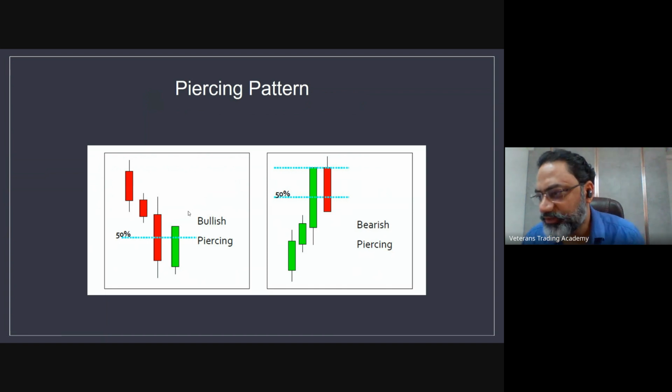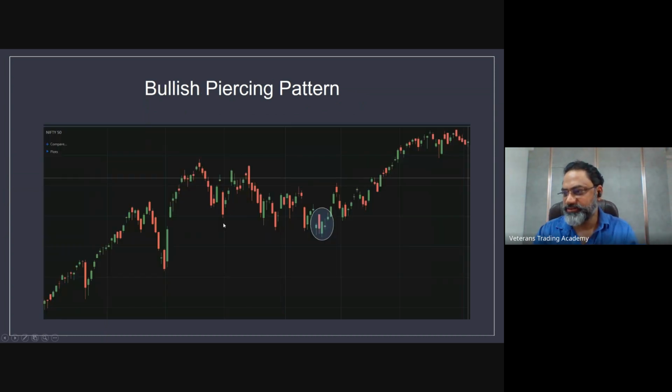Then there's a pattern known as bullish piercing. So what happened in a bullish engulfing pattern? The whole candle was covered, but in a bullish piercing pattern, the whole candle is not covered, but close to 50% or maybe a little more than 50% is covered. But it again marks a change in trend.